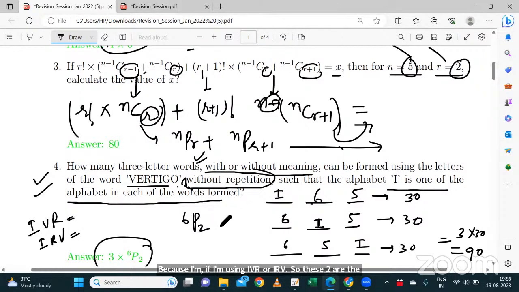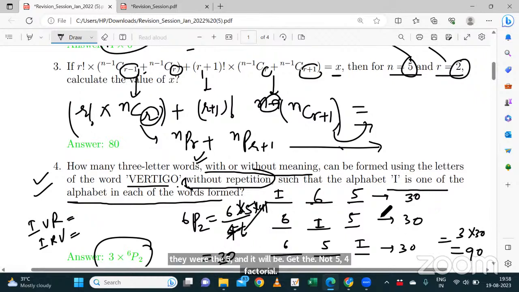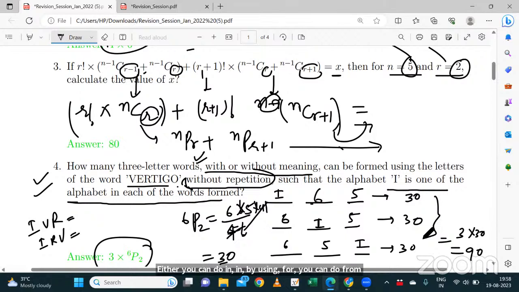So you can use 6P2 directly, or if you solve the 6P2, it will be 6 factorial divided by 4 factorial. So 6, 5 into 4 factorial, 4 factorial will get cancelled, and I will get 30, which is the same. Either you can use the permutation formula here, or you can do it from scratch. Is this clear? Is the idea okay?